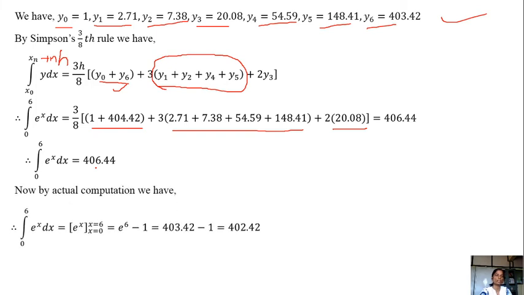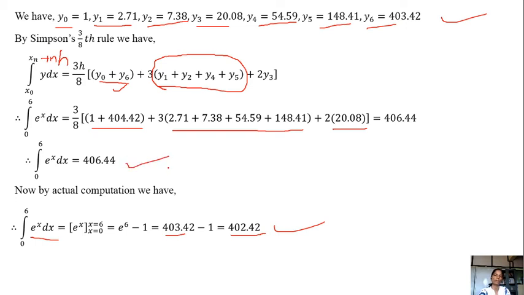So actual calculation: integral from 0 to 6 of e raised to x. Now the integral of e raised to x is e raised to x within the limits x equal to 0 to x equal to 6. So the upper limit is e raised to 6 minus the lower limit, which is 1. So e raised to 6 is 403.42, minus 1, and you will get 402.44. So this is by actual calculation and the other is by numerical integration.